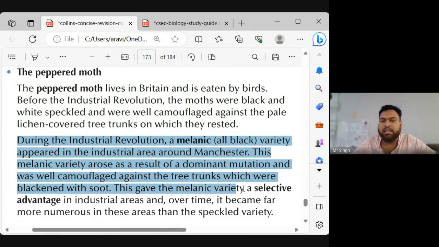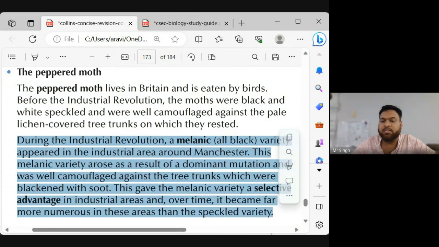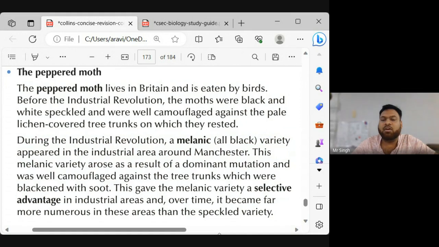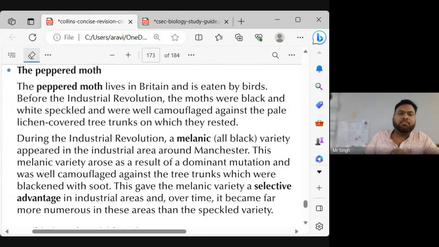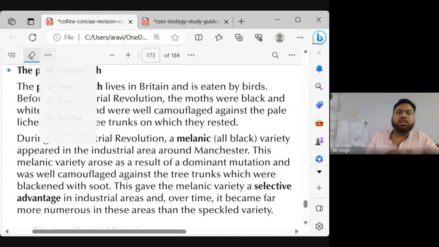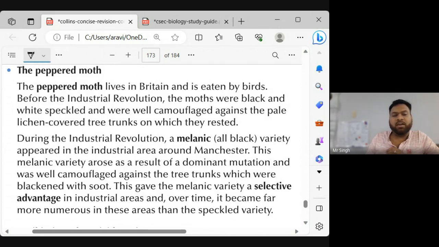This gave the melanic variety a selective advantage in industrial areas, and over time, it became far more numerous in these areas than the speckled variety. Right? So this is an example of how variation allows the organism to survive, right?